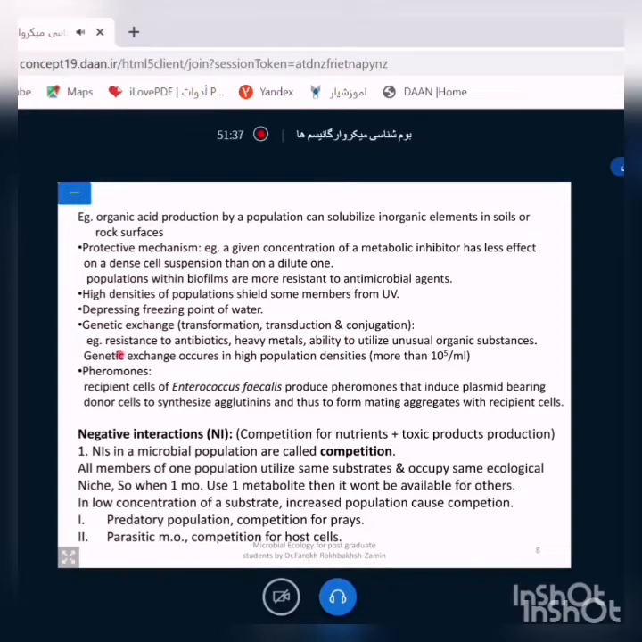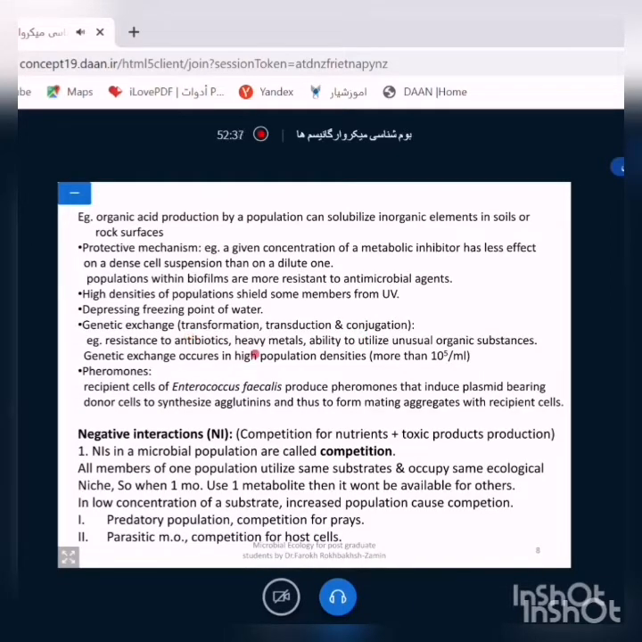So if one bacterium has the power of resistance to one or many antibiotics, it sends this power to its friend which doesn't have it. Some bacteria are resistant to heavy metals. Some bacteria have the ability to utilize unusual organic substances. So if one bacterium has one or some of these powers, it can send this power to friends by genetic exchange: by transformation, transduction, conjugation.